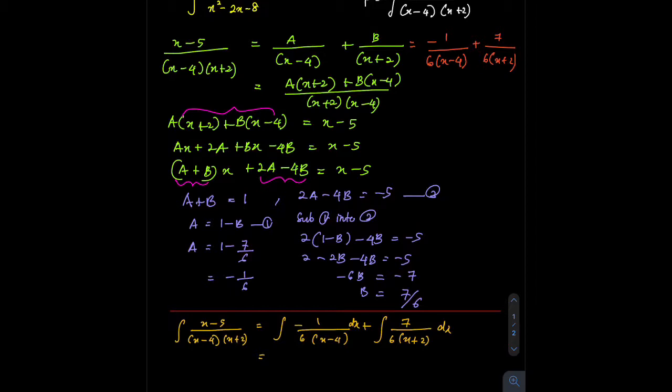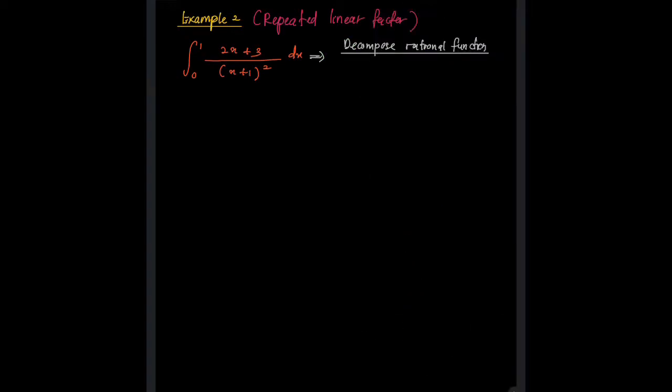You integrate both, so you will get negative 1 over 6 ln|x minus 4| plus 7 over 6 ln|x plus 2| plus C. So this is your final answer. Okay, look at example 2. It is in the form of a repeated linear factor.